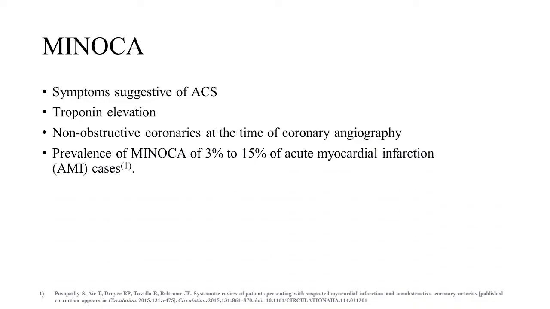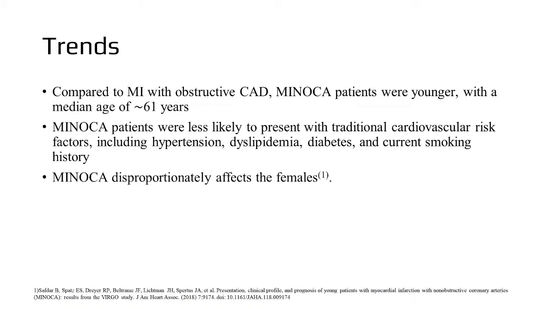So why are we focusing on this? There was one systematic review and meta-analysis which told us that around 3 to 15% of acute myocardial infarctions are actually MINOCA, where obstructive coronary arteries are not present in these patients. So that is why we are discussing this topic as well. So what are the trends?